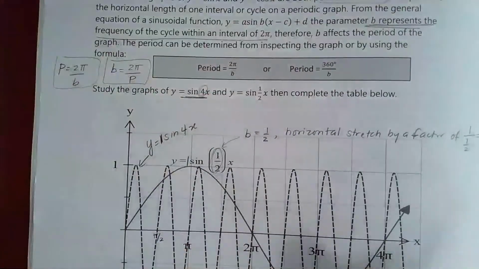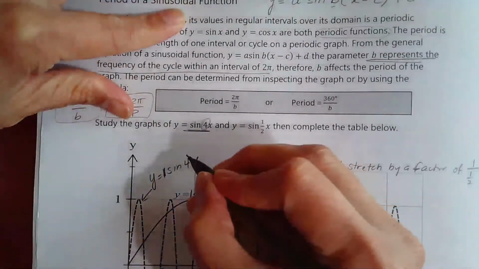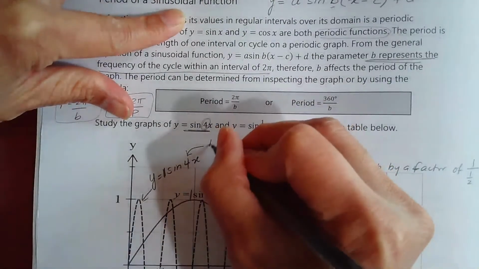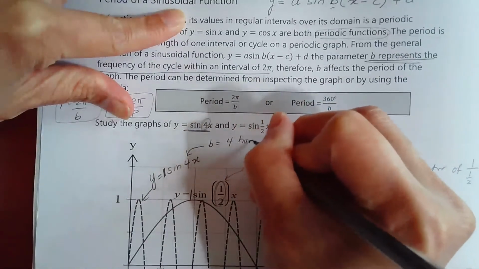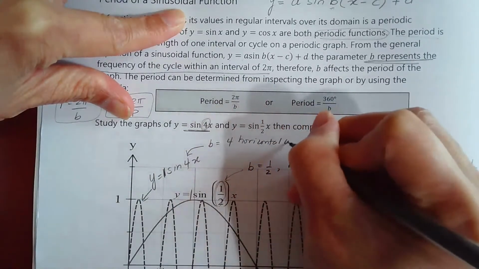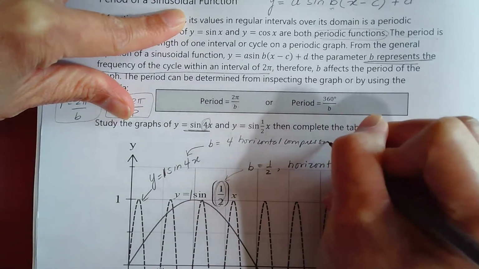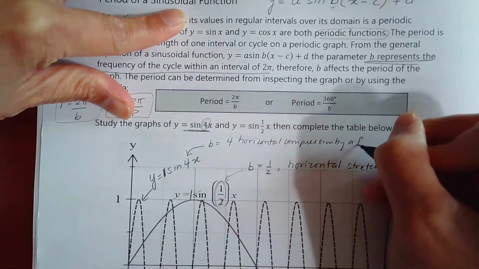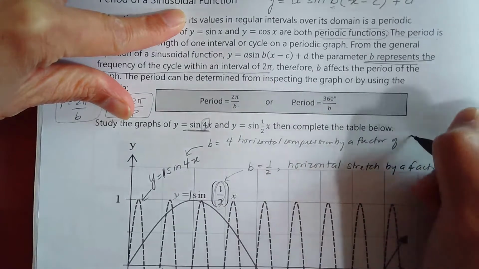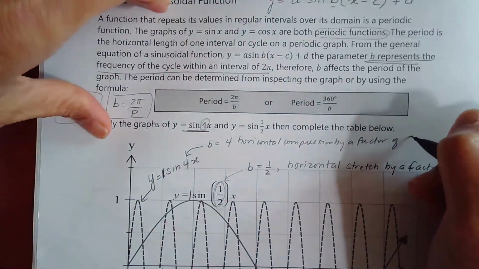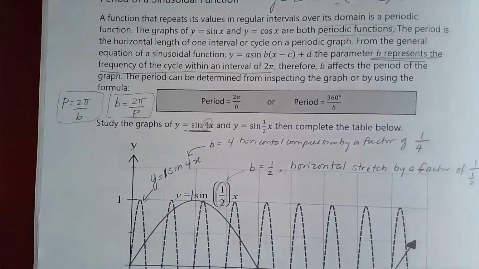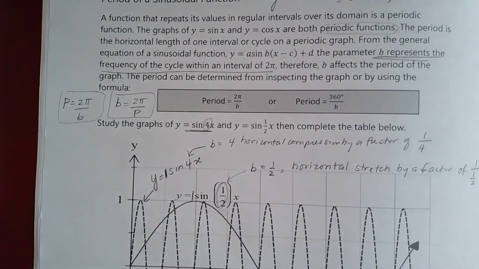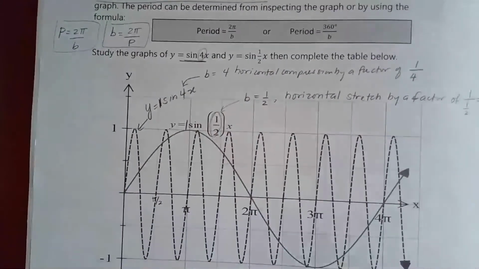So it got stretched. Now this one here, what does that mean? B is equal to 4. So that means it's a horizontal compression by a factor of 1 over b, which is 1/4. So everything is multiplied by a fourth. So that's the transformation wording.